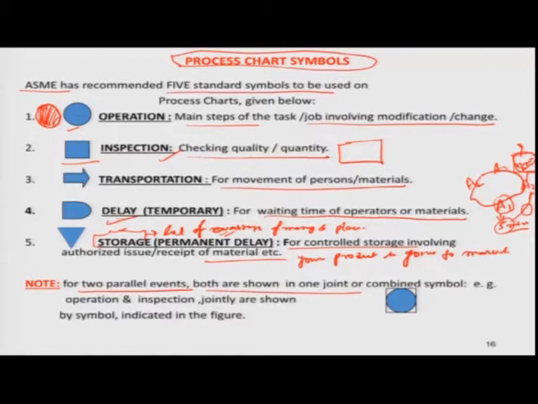And suppose in any workstation two operations are happening parallelly, then you will have to make this kind of symbol. For example, in a workstation where operation and inspection are happening parallelly, you will represent it as a square with a circle in the center. The square is for inspection, and the circle is used for operation. So, this symbol is used for parallel operation.